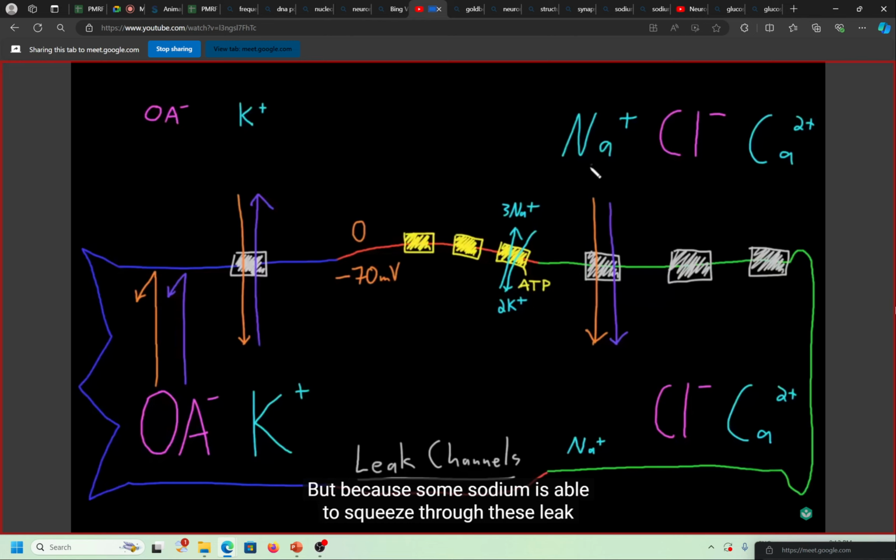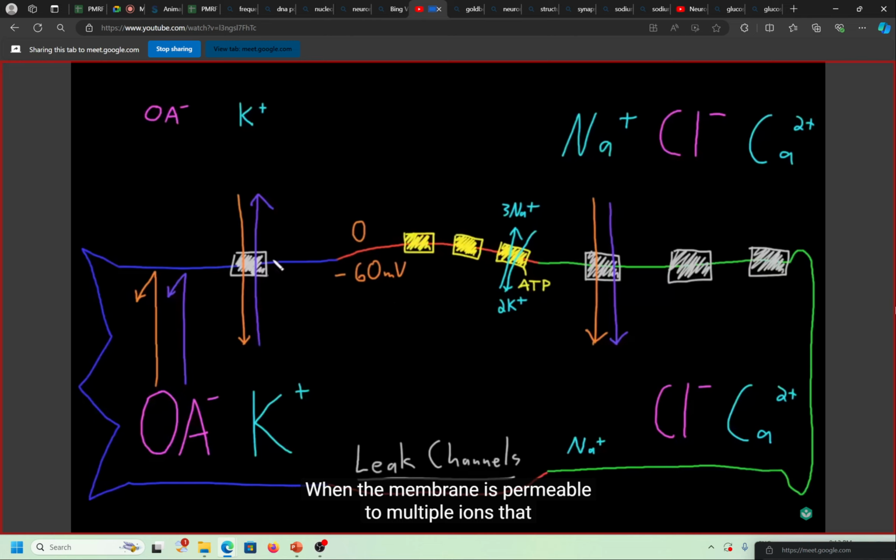But because some sodium is able to squeeze through these leak channels, bringing some positive charges into the neuron, that is going to affect the membrane potential a little bit, so that instead of being at the potassium equilibrium potential of around -70 millivolts, at this imaginary step it might settle in around -60 millivolts. And that's actually a pretty typical neuron resting potential.